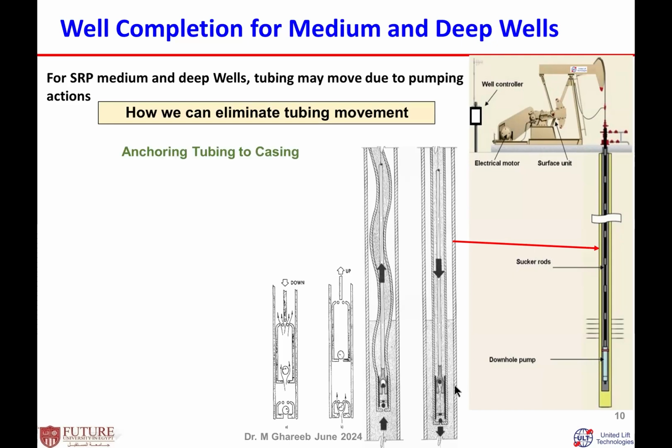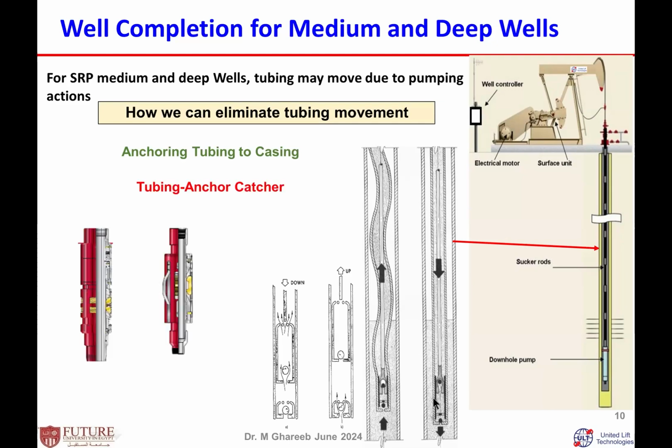What we mean is that we are fixing the tubing with the casing. Then whatever load change you make on the tubing, the tubing will not move, because it will be fixed with the casing by a device we call a tubing anchor catcher. The tubing anchor catcher is connected either just below the setting nipple or one to two joints above the setting nipple, depending on well condition and the design and so on.